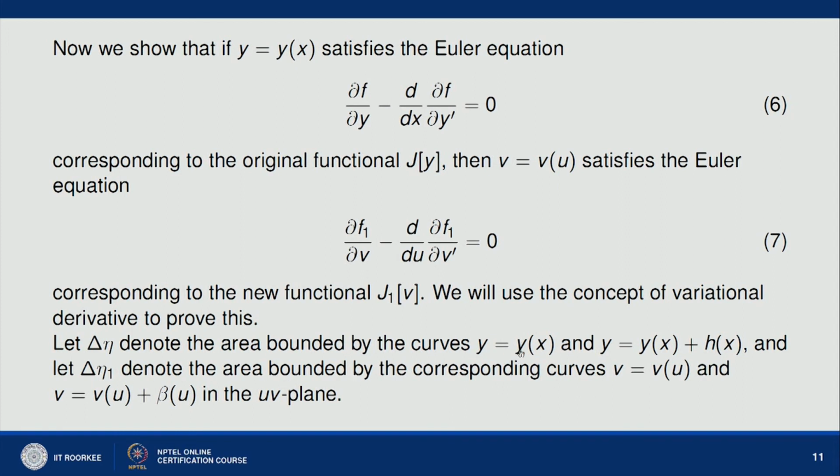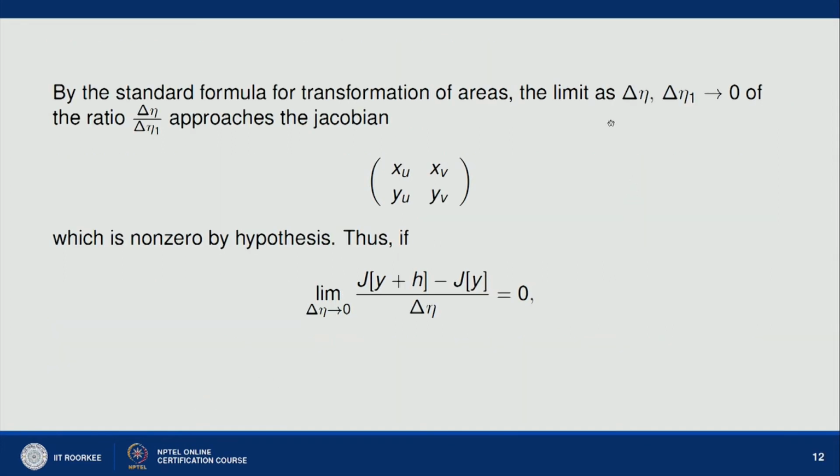So, corresponding to y equal to y of x we have v equal to v of u, and corresponding to this y equal to y of x plus h of x we have a new curve, that is v equal to v of u plus beta of u in the uv plane. So, if delta eta represents the area between these two curves, then delta eta 1 represents the area between v equal to v of u and v of u plus beta of u in the uv plane. And we already know that the area is related by this formula.